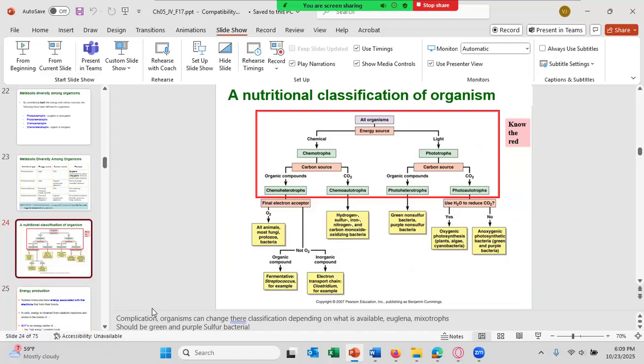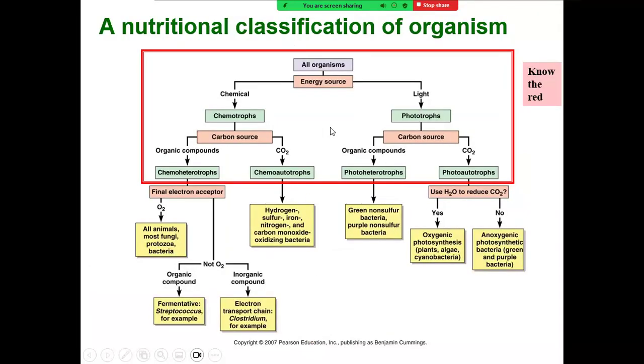All right, for the nutritional classification system, you should know the groups in the red box here. Let me blow this slide up. So we start from all organisms. We can divide them by where they get their energy source from. If they get their energy source from light, they are a phototroph.